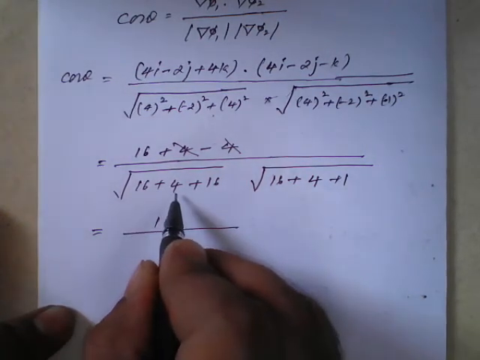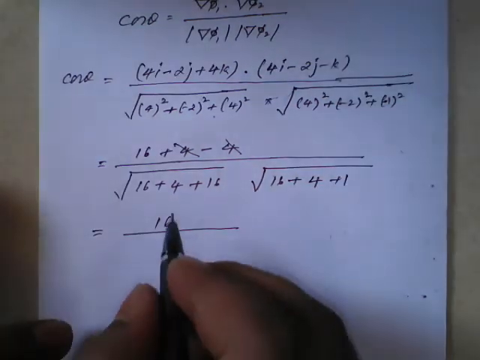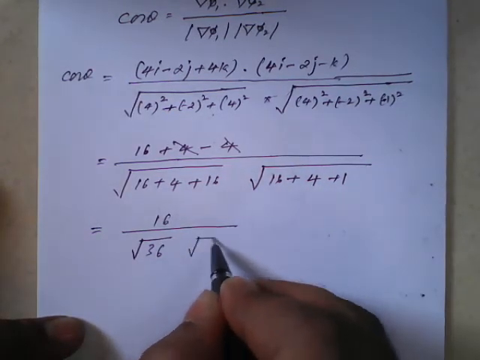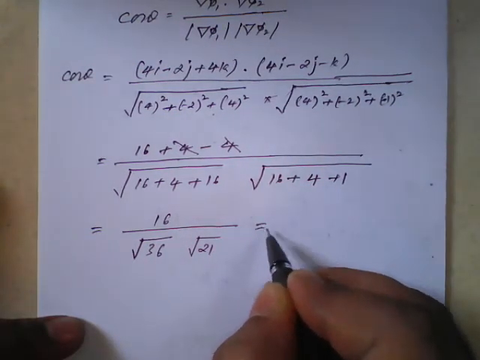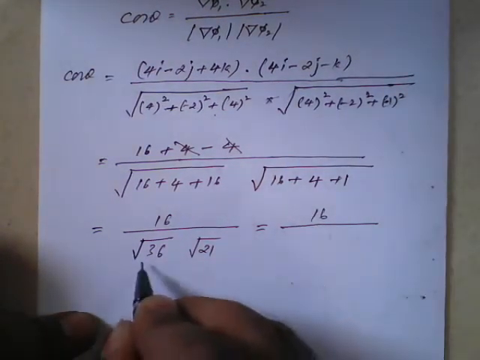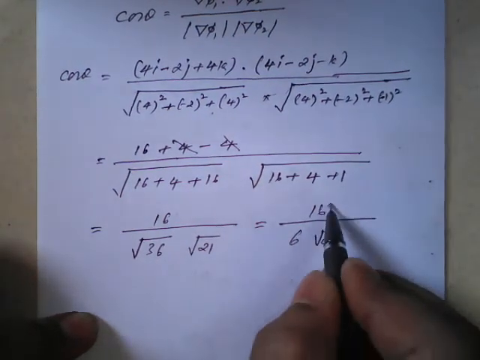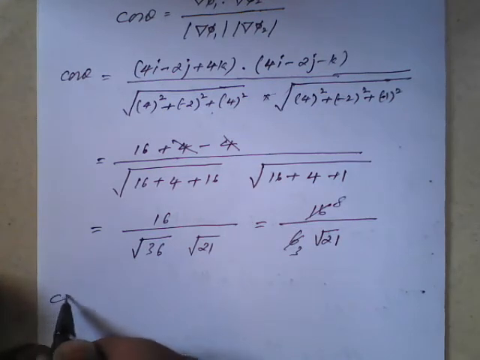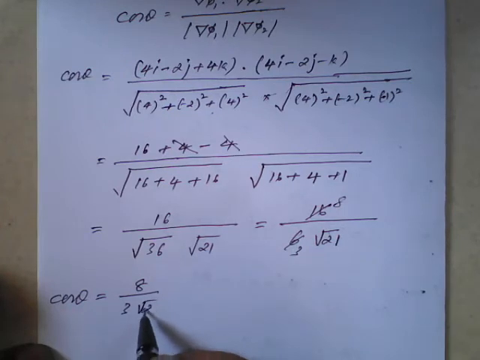this result will be 16 plus 4 is 20, 20 plus 16, so this will be root 36, and this will be root of 16 plus 4 is 20, 20 plus 1 is 21, which is equal to 16 upon root 36 is 6, root 21 I will keep as it is. So here 2 8s are and 2 3s are. Therefore cos theta is equal to 8 divided by 3 root 21.